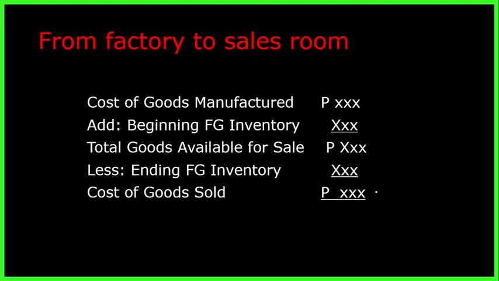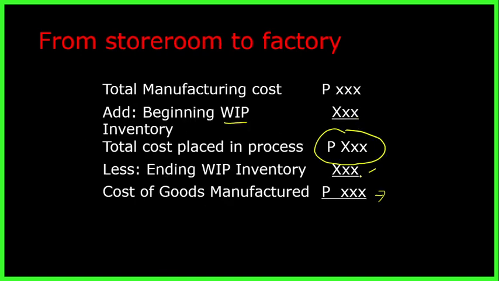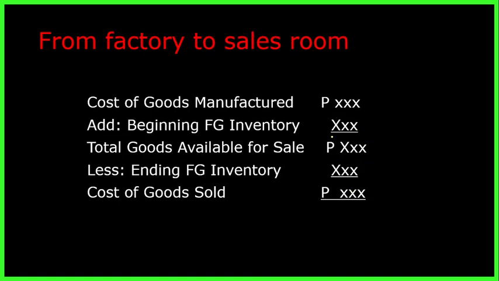So, from your factory to your sales room. Finished goods na siya. So, you have your cost of goods manufactured from the previous slide. You add the beginning finished goods inventory, and this is the total goods that you can sell for the current period. But you don't sell everything. So, you have to deduct the ending finished goods inventory. Meaning, the difference is now your cost of goods sold. And this will now go to your income statement. Sometimes, this is all they need, especially those in the periodic inventory system. They just need this so that they can prepare their income statement.